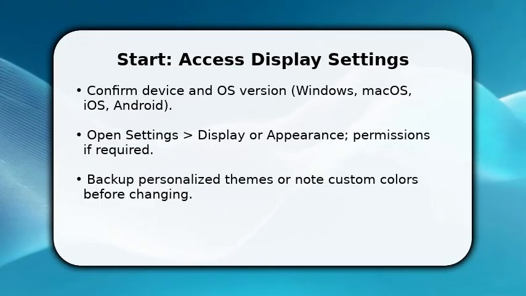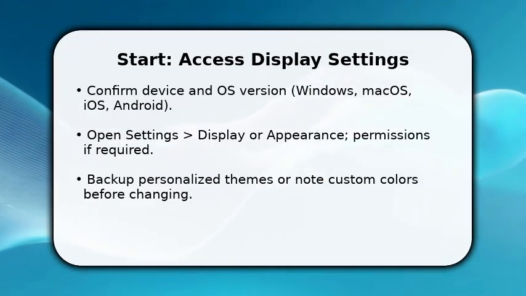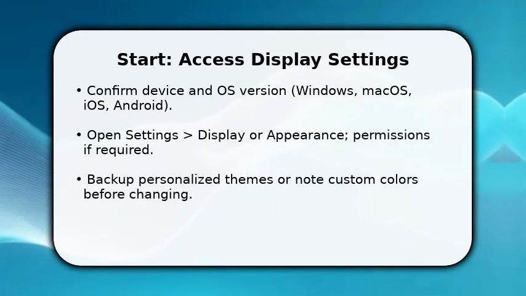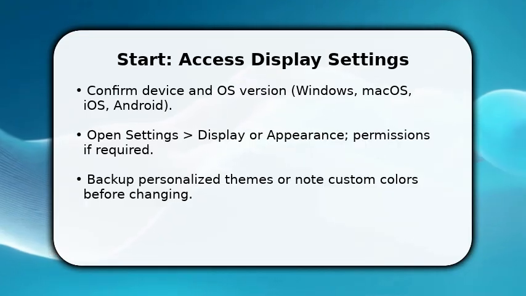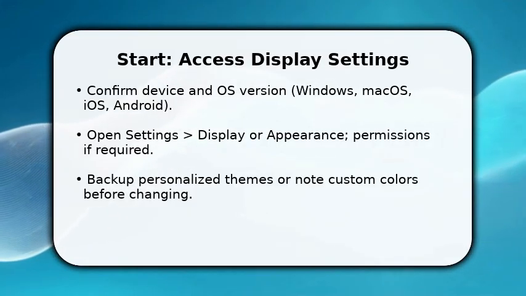You begin by opening Settings and going straight to Display or Appearance. Don't stall on General Prep. Once in Display, identify whether your device lists a dark or appearance option. If prompted, allow theme changes or grant permission to modify system appearance. Make sure you note any custom wallpaper or high-contrast theme you rely on, because switching can alter readability.